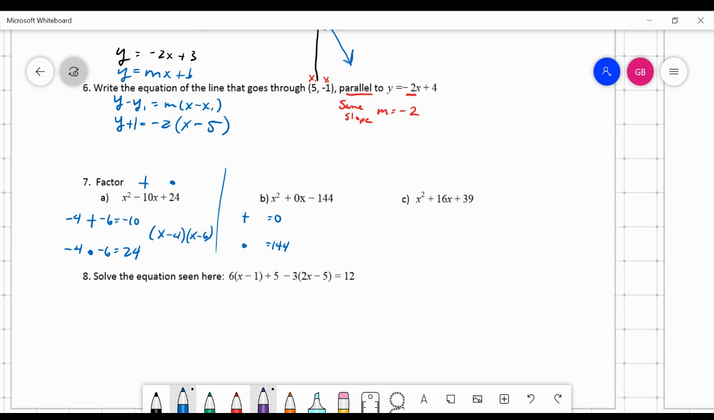So I know 12 times 12 gives you 144. I'm sorry, not positive 144. We need to have negative 144. It's negative, right? So 12 times 12, but one of them has to be negative to get negative 144. Negative 12 plus 12 is also 0. So your factors are x plus 12, x minus 12.